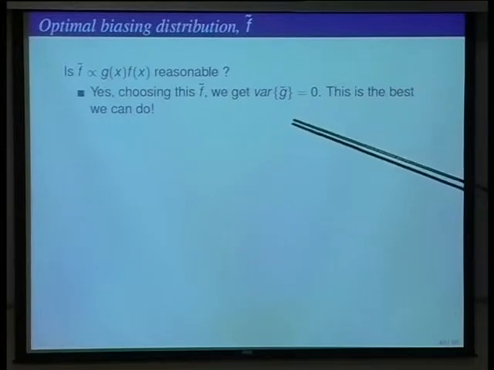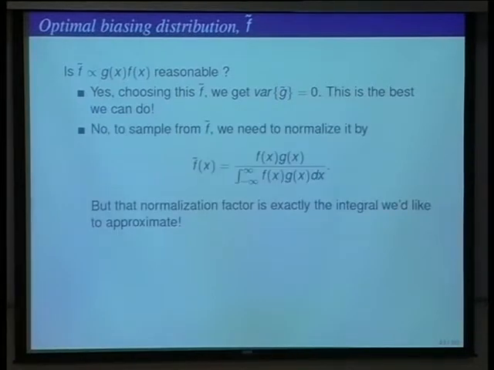If we choose this F tilde, we get a variance of G tilde of 0. That's great. That means one sample, and you get the right answer. Okay, that's too good to be true, right? So is it reasonable? No. Because to normalize F tilde, which we said was proportional, we need exactly the integral we're trying to calculate. Right? So it's optimal, but it's also unknown.